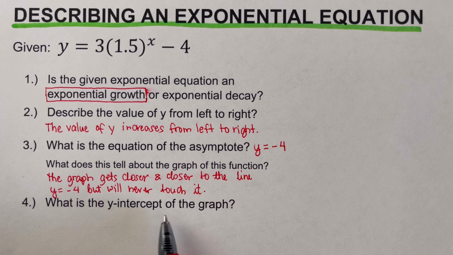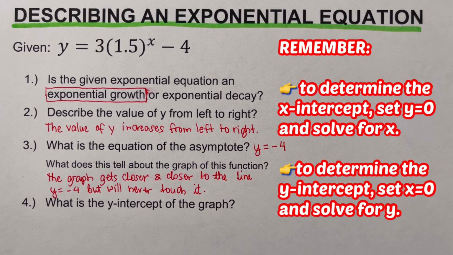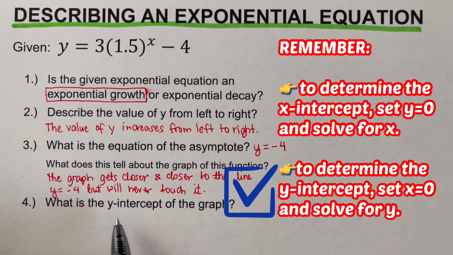What is the y-intercept of the graph? We remember that in order to determine the x-intercept, we set y equal to 0 and solve for x. And in order to determine the y-intercept, we set x equals 0 and solve for y. Since we're looking for the y-intercept, it means that we are going to set x equal to 0 and solve for y.